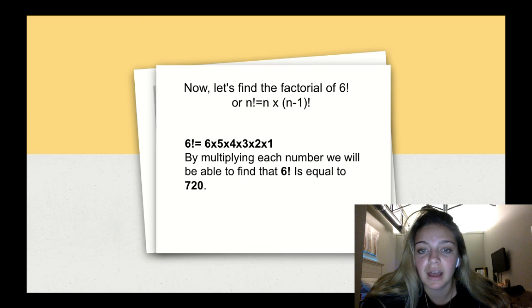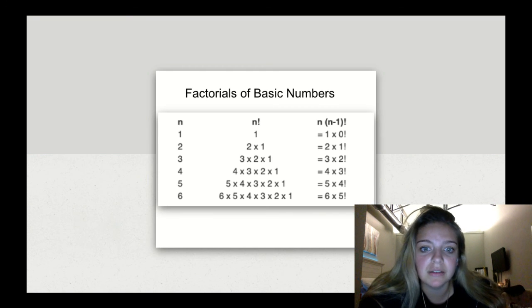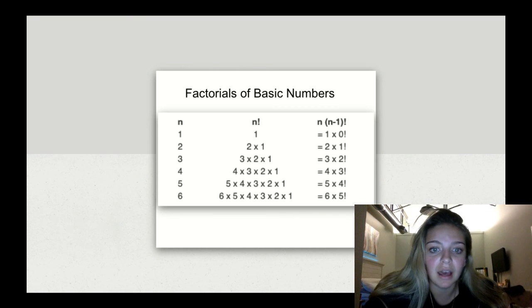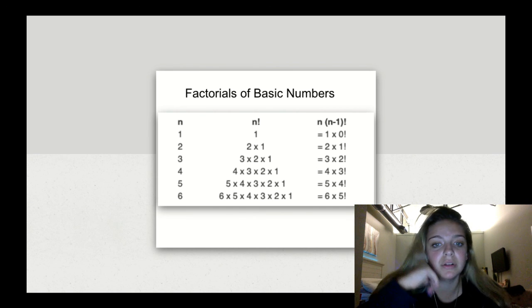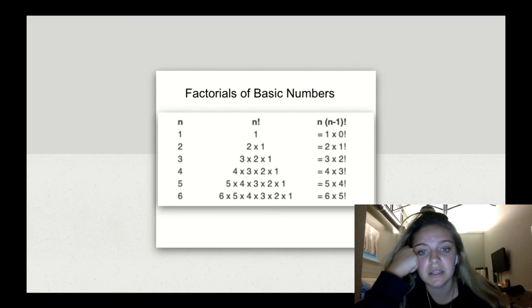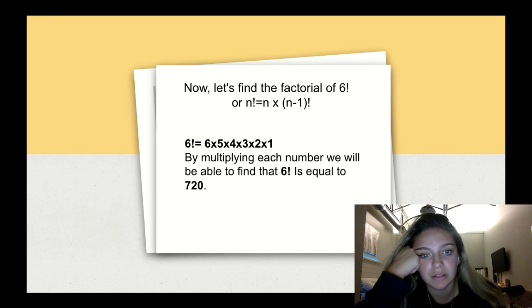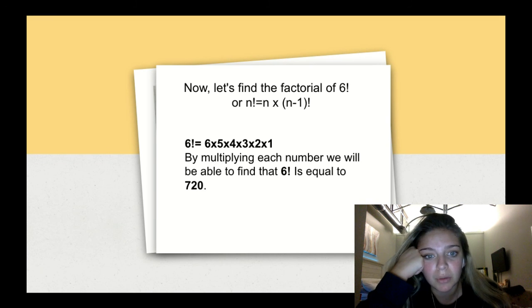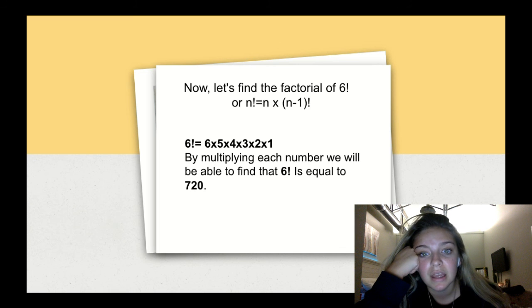So I'll just go back and show you guys. We have the layout for 6 at the bottom of this chart. We're just going to be counting up to 6, and we're going to be multiplying it. By multiplying each number, we will find that the factorial of 6 is equal to 720. So we multiply 1, 2, 3, 4, 5, 6, and that will equal 720.